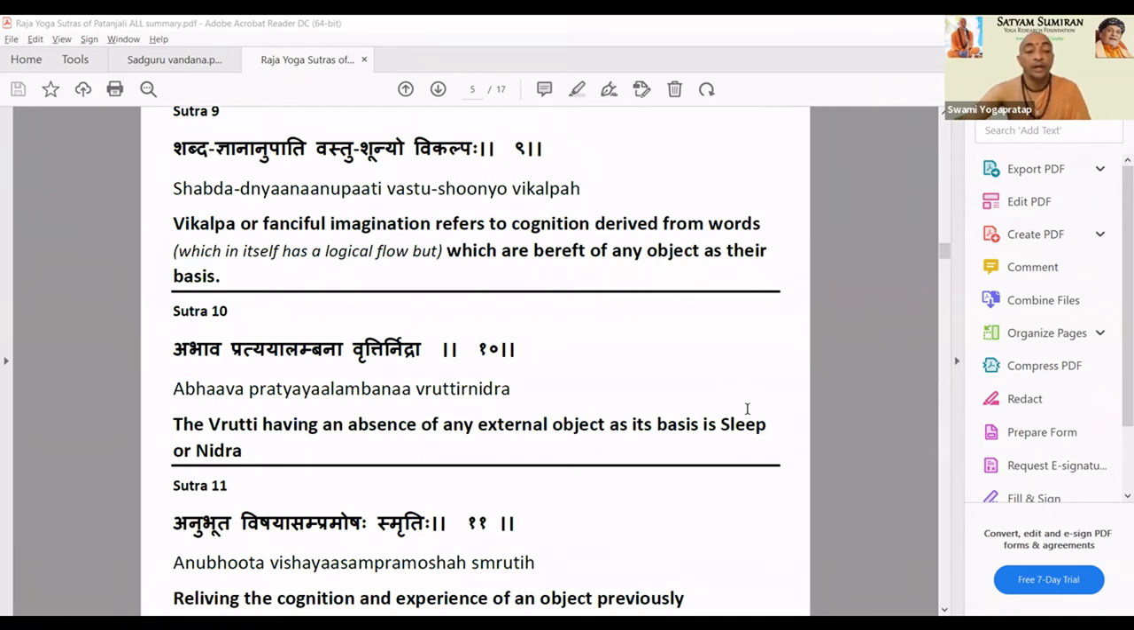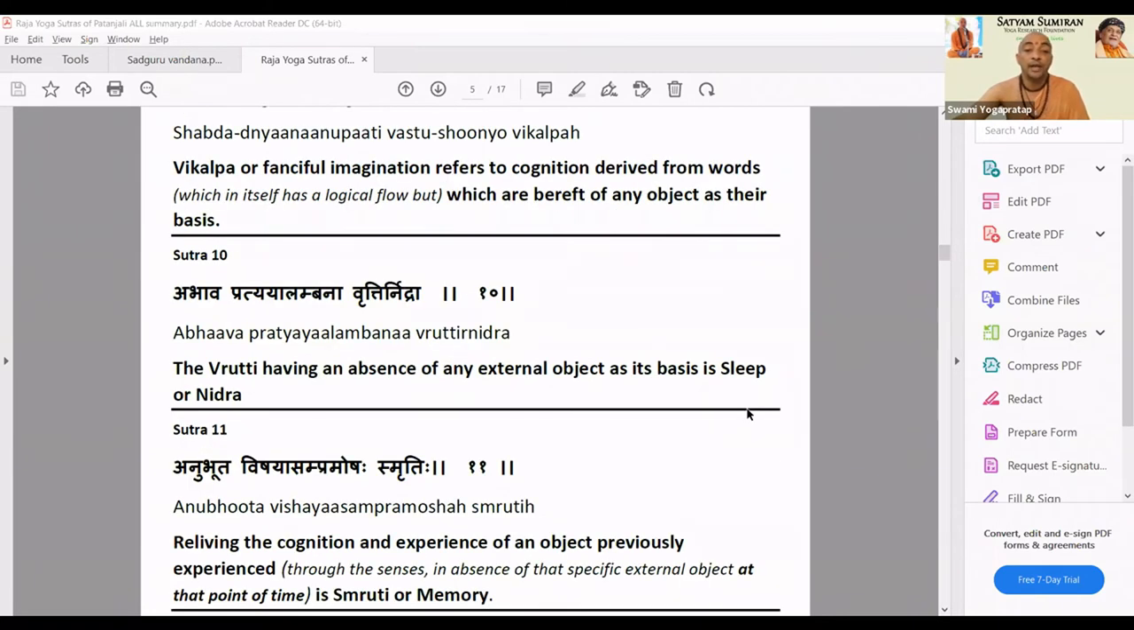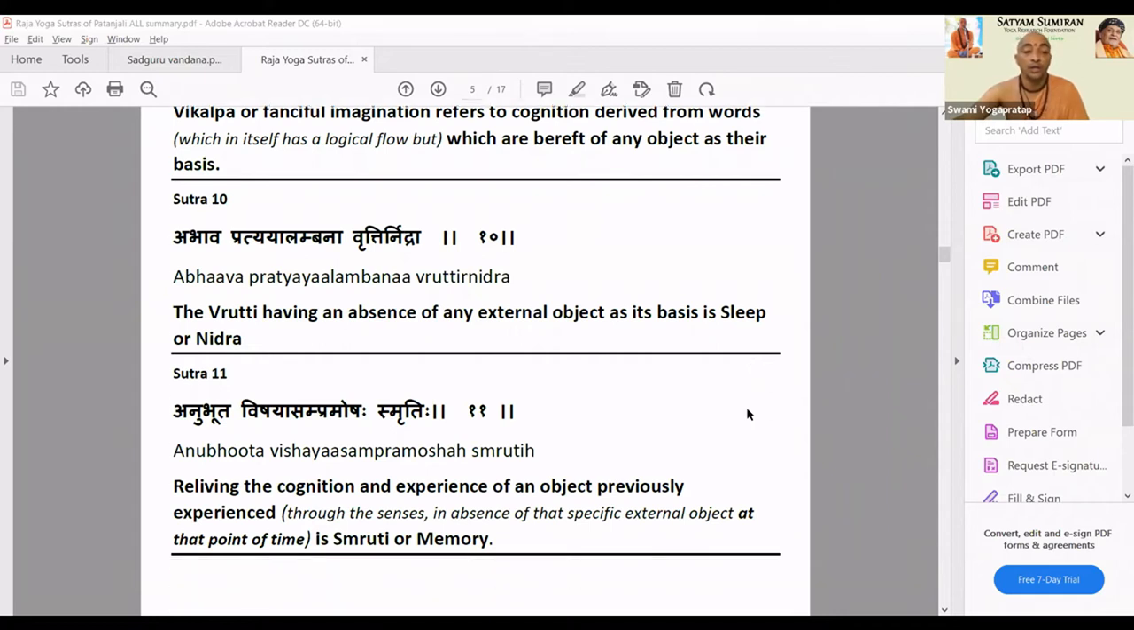Then nidra. Abhava pratyaya alambana vritti nidra. The vritti which has an absence of any external object as its basis is nidra.